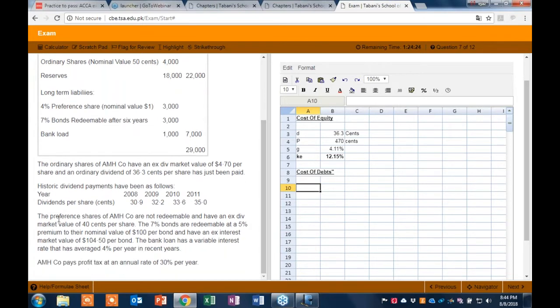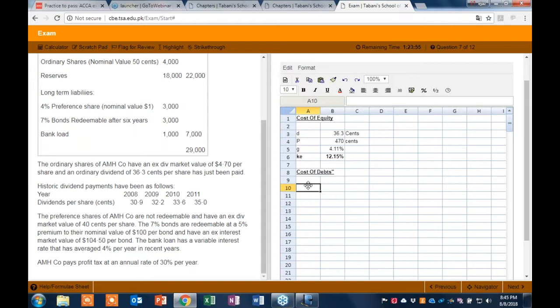Yeah, here we go. We have an information. The preference shares of AMH company are not redeemable. It makes a lot of difference. So for the time being, let's discuss what we will have to do with irredeemable debts. So these are not redeemable and have an active market value of 40 cents per share. Very important information. So after that, we have information regarding bonds. For the time being, we'll just ignore the bonds.